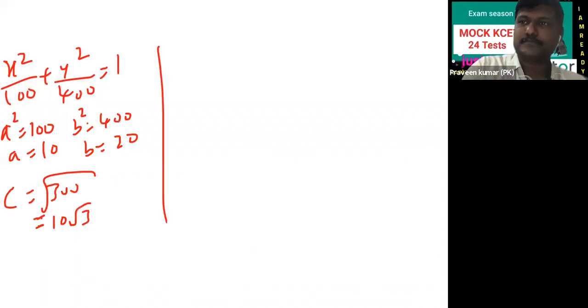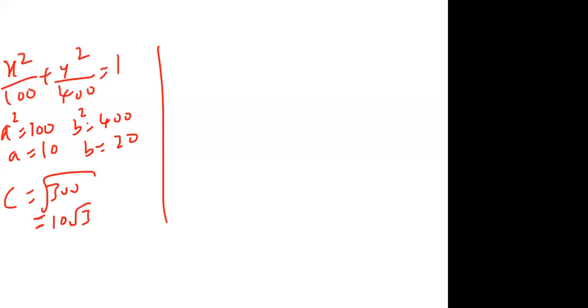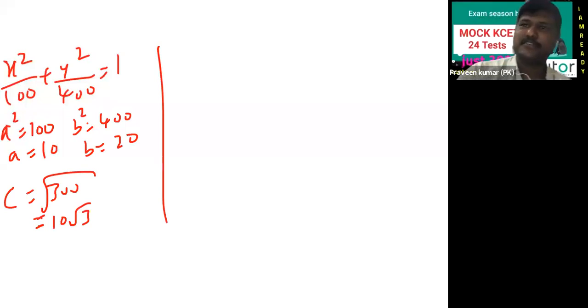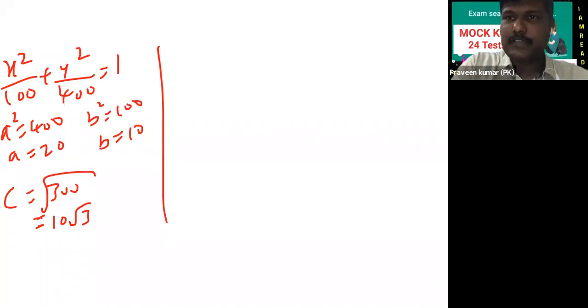Next. Rakshita, you raise your hand. Any doubt? Tell me, Rakshita. Sir, you said larger number is A. Oh, it's considered wrong, sorry. But subtraction I did correct. A square is 400, A is 20, B square is 100, B is 10. Subtraction correct. Thank you, Rakshita.